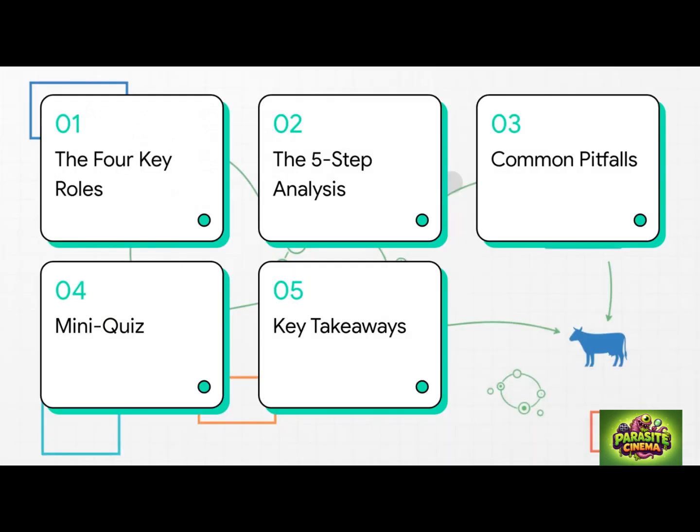So here's our game plan for today. First, we'll meet the 4 key players in any parasite story. Then I'll give you a simple 5-step analysis to decode any life cycle you come across. We'll sidestep the common pitfalls, put your skills to the test, and then boil it all down to the key takeaways. Sound good? Let's get started.